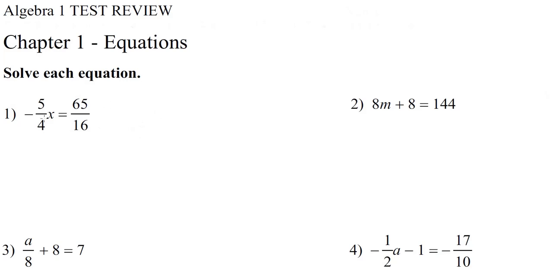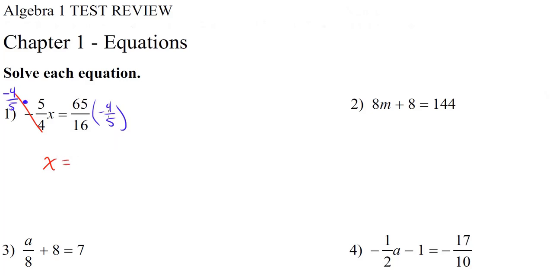Looking at number 1, we have negative 5/4 x equals 65 over 16. We need to undo multiplication by the fraction negative 5/4, and the way we're going to do that is we are going to flip and multiply. That means we're going to multiply both sides of the equation by the reciprocal of negative 5/4, which is negative 4/5. So now on the left-hand side, these cancel out, leaving us with x.